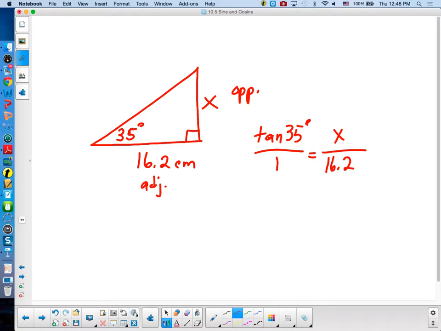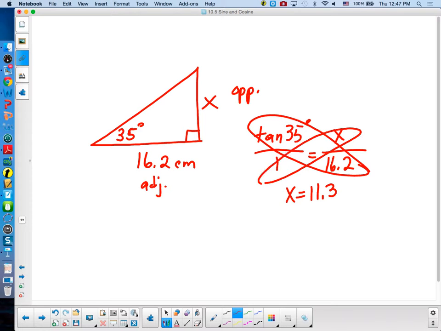Okay, so whoever solved it right can give me an answer. Lizzie, what did you get? 11.3? So x was 11.3 when you cross multiply. What would this angle up here in the same triangle be? What's the other angle? 55 degrees, using the triangle sum.